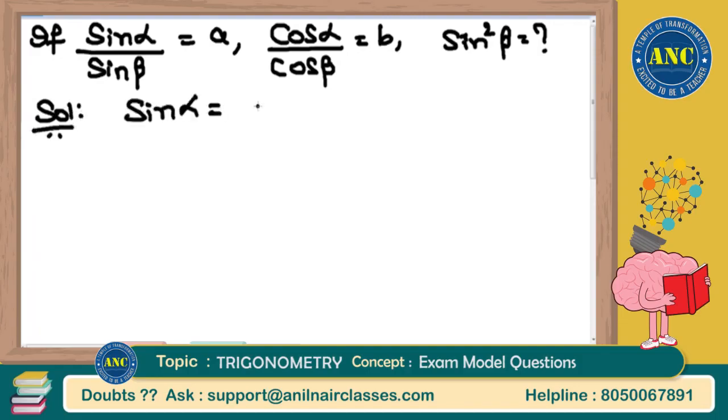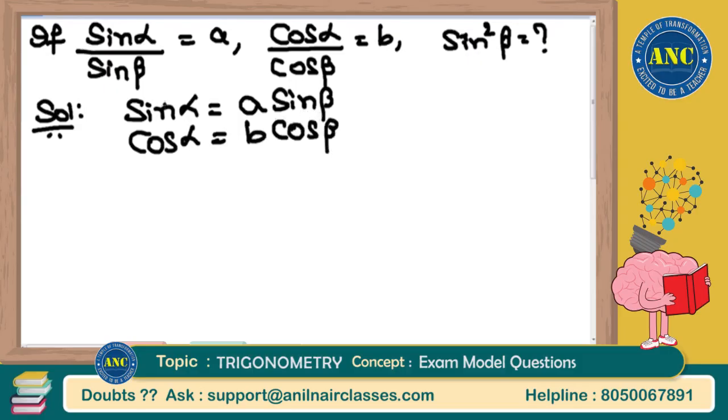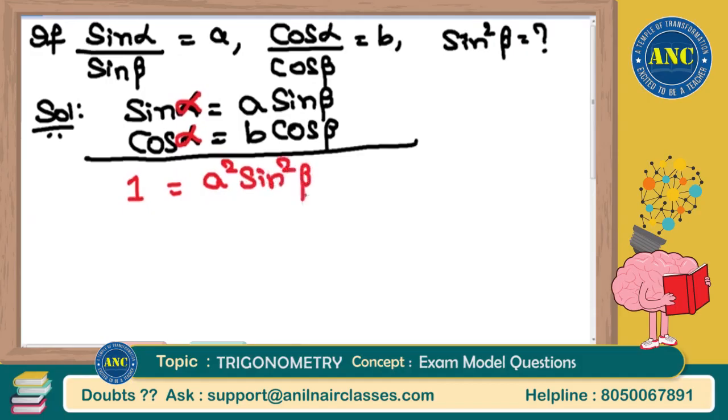Sine alpha will be equal to A sine beta. Cos alpha will be equal to B cos beta, right? Why did I write like this? Why did I write sine below that sine only, and cos below that cos only? Because when I square it and add it, I should get the sine square plus cos square property. Left hand side is sine square alpha plus cos square alpha, which is 1. Right hand side is A square sine square beta plus b square cos square beta.